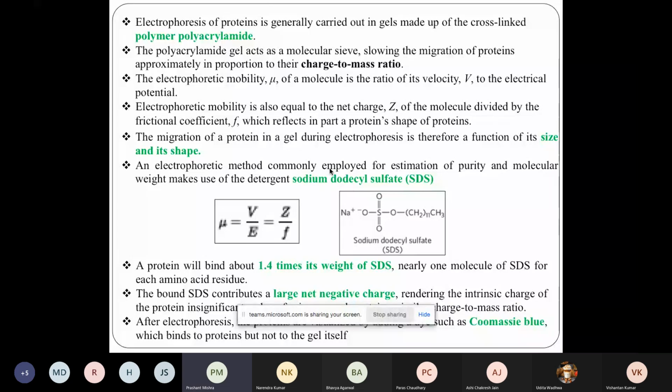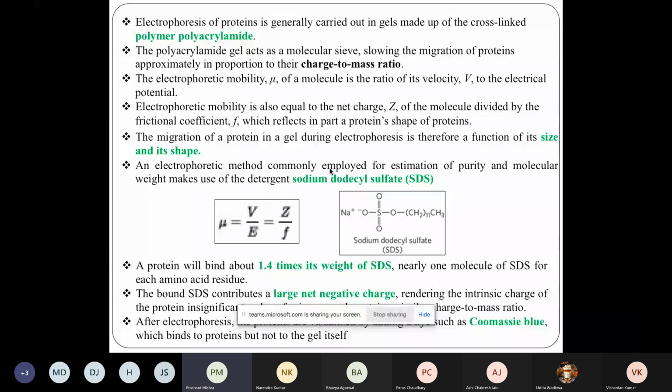Why do people use this polymer, polyacrylamide? The answer is that polyacrylamide gel acts as a molecular sieve, so it can separate proteins based on their size as well. The protein will not just flow because of the electric field. It will also be restricted by the molecular sieve present because of the cross-linking in the polymer. In fact, polyacrylamide is one of the most common media used for protein separation.